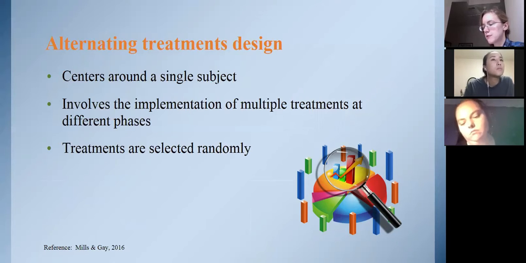This method allows for continued treatment through the study. The most effective method of treatment can be continued. Treatment is not delayed because the goal of an alternating treatment design is not to determine the effectiveness of a treatment, but to determine which treatment is most effective for the subject. This method allows for more than one treatment to be tested at once.